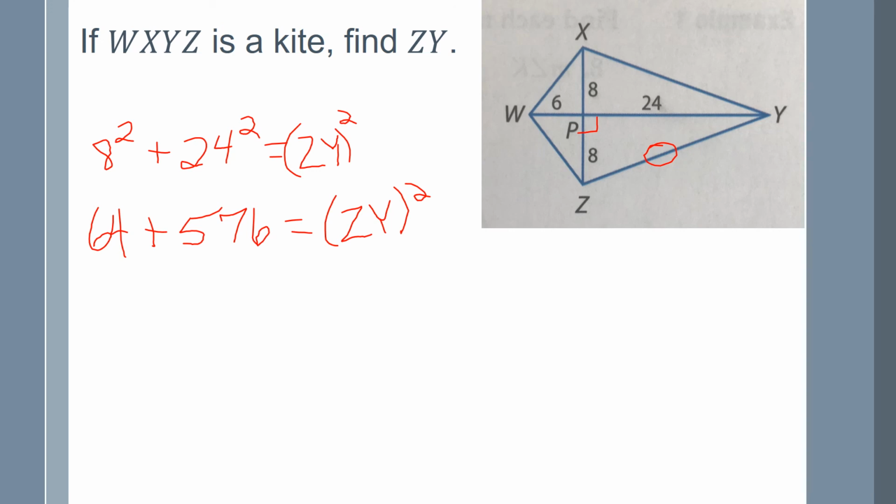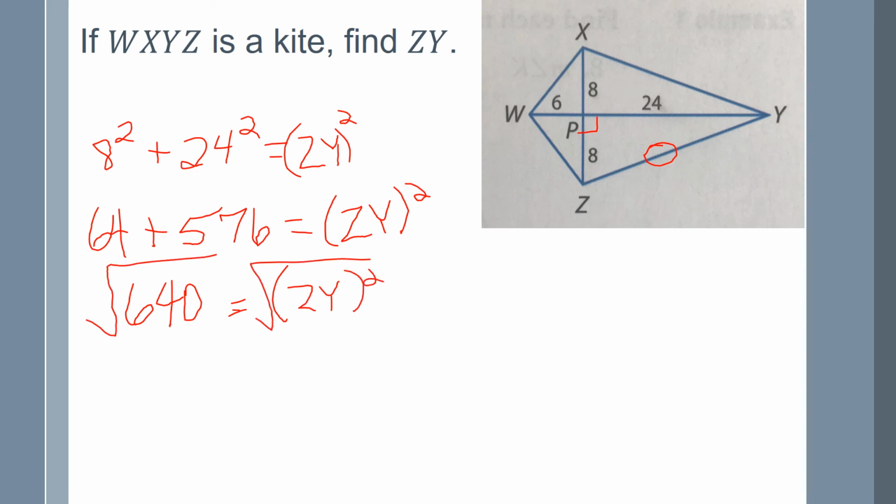So this comes out to 640 is equal to ZY squared. So we would take the square root of each side, and we would come out with ZY is equal to the square root of 640. And we would leave it like that at this time. We don't need to do anything.